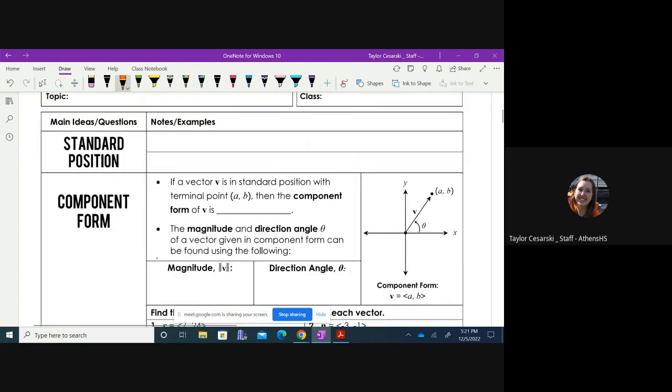All right, standard position is when the initial point of the vector is at the origin. And so a lot of times it's not automatically like that, but we can rewrite it so that we can have the initial point at the origin. So we write the component form with, it kind of looks like these V brackets, A comma B.